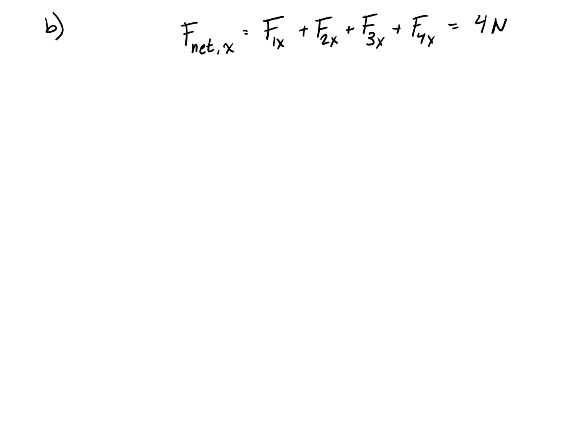Here I'm not putting the i hat because everything is in the x direction. So I know it's all associated with x. I'm just going to tack it on at the end. If we go back to our picture, we could see that force 1 and force 3 are purely in the y direction, so they have no x component. So that means we just have force 2x plus force 4x being equal to 4.0 newtons.